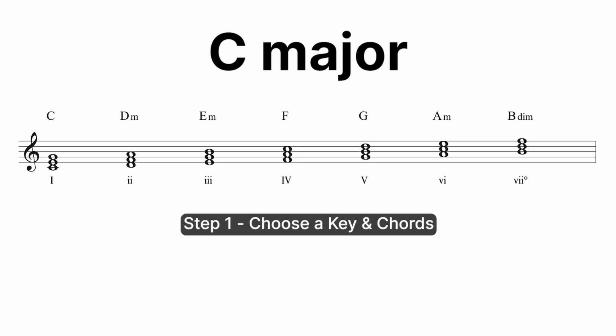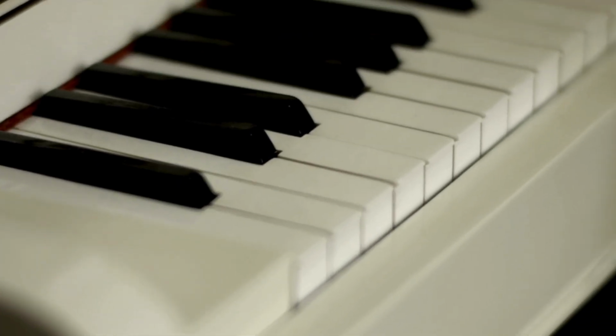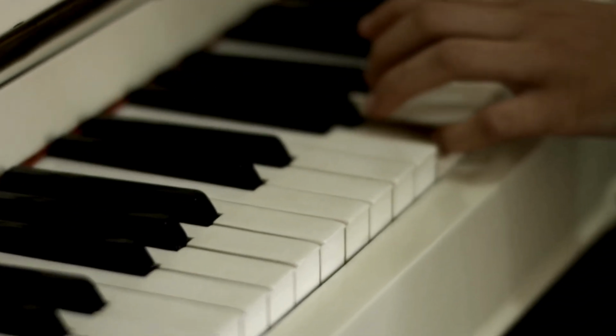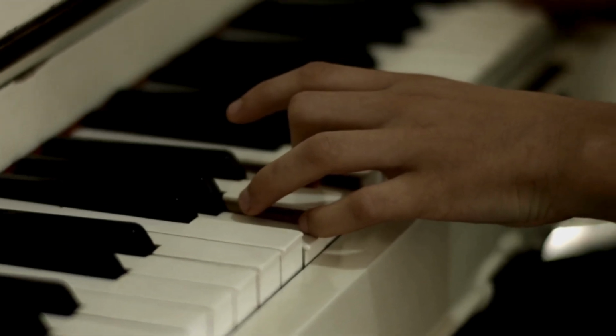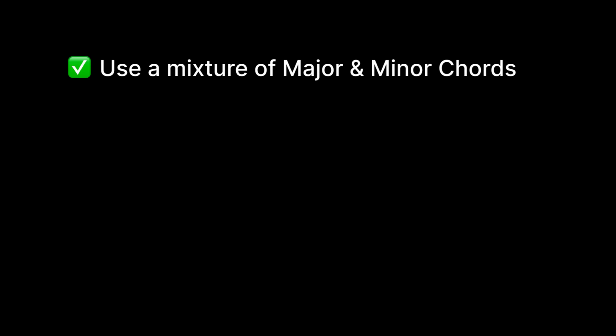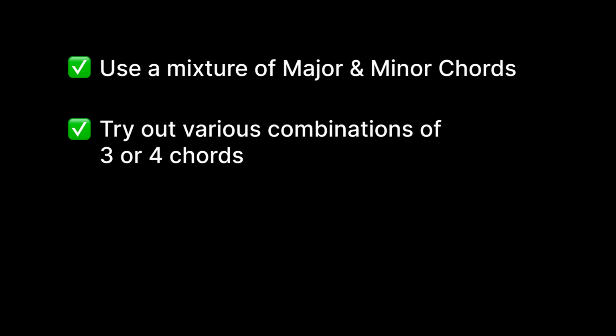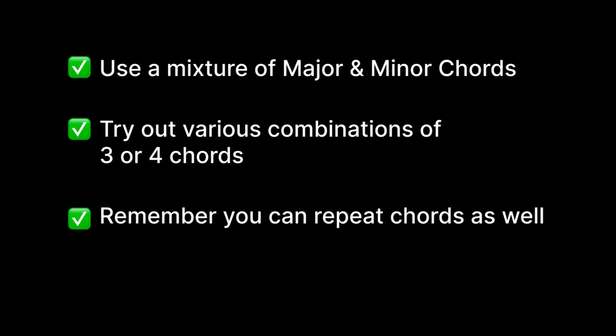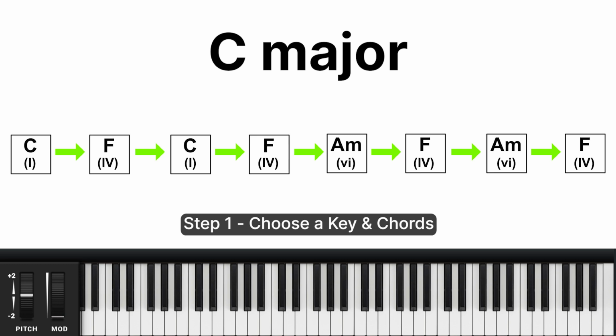Firstly, decide which key you want to write in, followed by listing out all of the chords that belong to that key. I'm going to keep it simple for this track and choose the key of C major. Next, set about writing a progression to form the first section or intro. Aim to have a mixture of major and minor chords for some harmonic contrast. Have a go at trying out different combinations of 3 or 4 chords, and remember you can repeat chords as well. Here is what I've come up with.